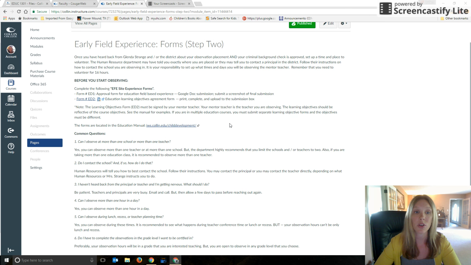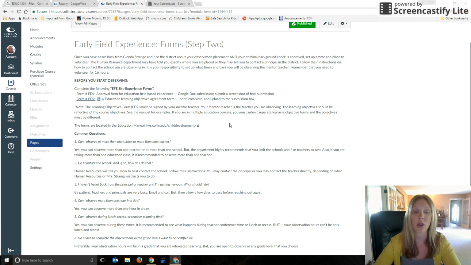So that's step 2: once you've received your placement and your criminal background check is clear, you're going to submit the ED1 approval form telling us where you got placed. And number 2, you're going to review that learning objectives form with your mentor teacher and then submit that again. So please scan and submit, as Mrs. Strange does have to print those.